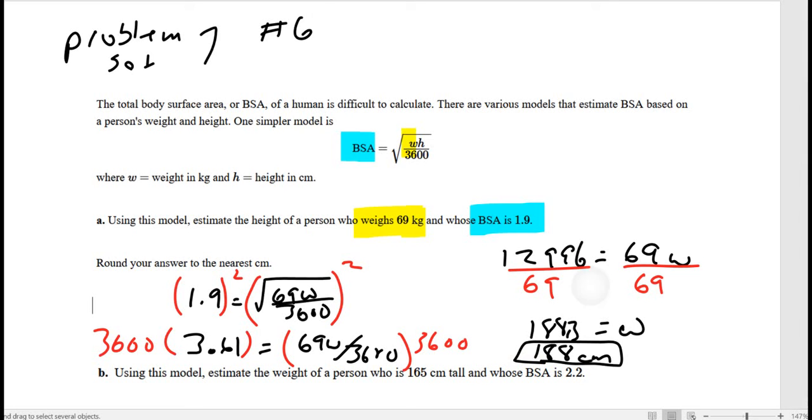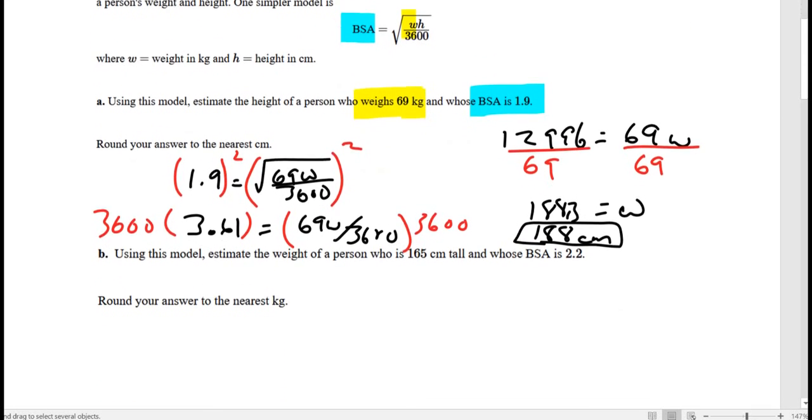Now part B was, using this model, estimate the weight of a person who's 165 centimeters tall and whose BSA is 2.2. So again, the BSA is 2.2, so we'll put that in for BSA. And that's 3,600. And the weight is what we want to know. Estimate the weight when the height is 165. So in the numerator, that'll be 165W.